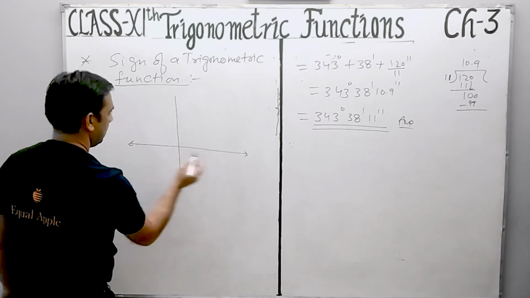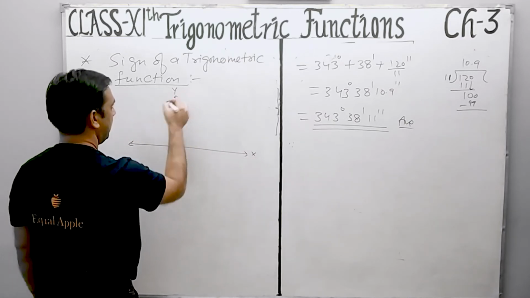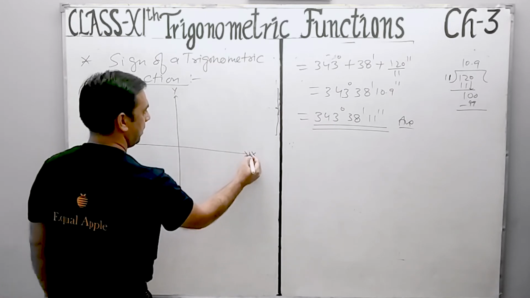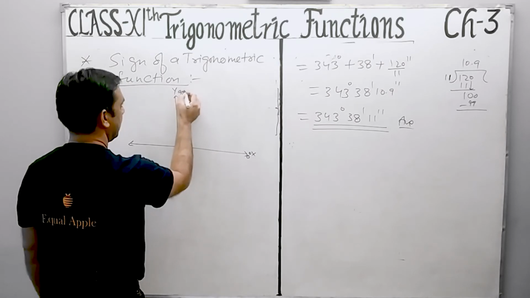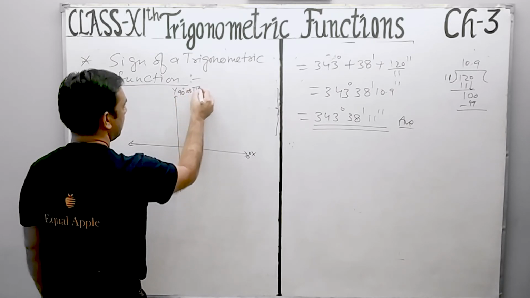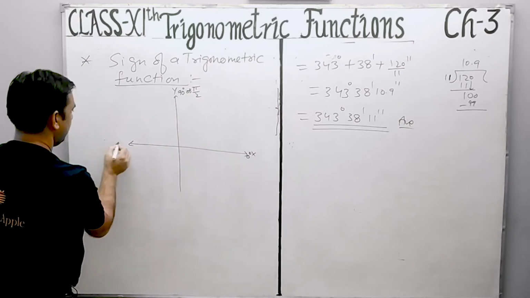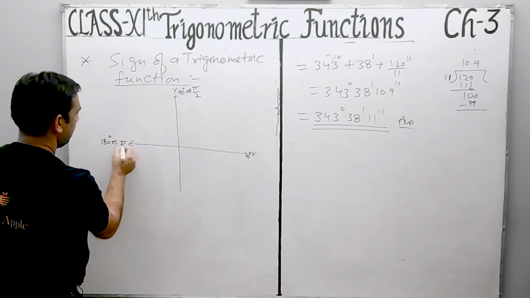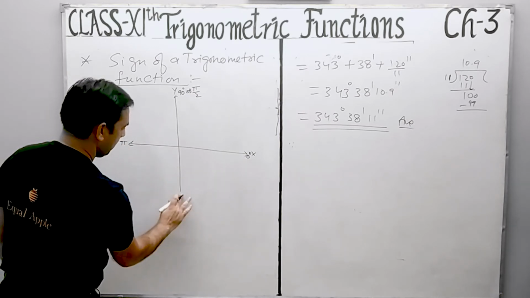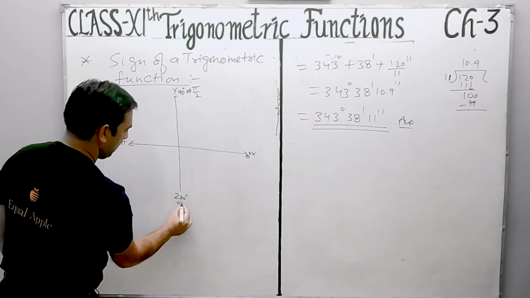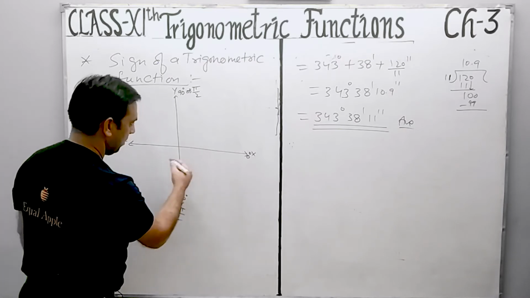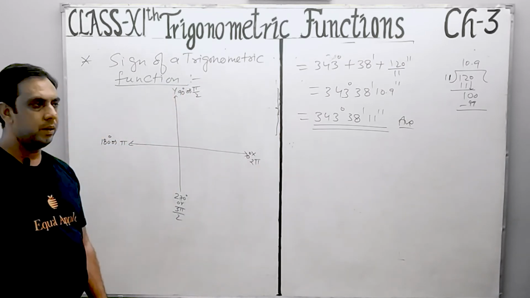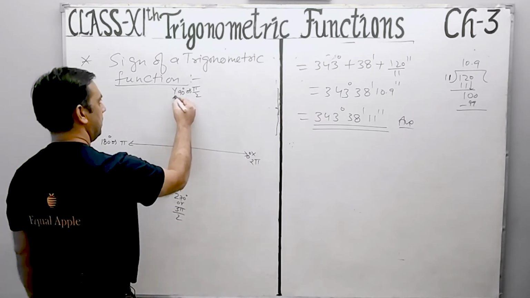In the quadrant rule, this is our x-axis, this is our y-axis. So in quadrant rule, this is our 0 degree, this is our 90 degree, or you can say pi by 2. This is our 180 degree, or you can say pi, or this is our 270 degree. You can say it as 3 pi by 2, or one complete rotation, it will be 2 pi, right?